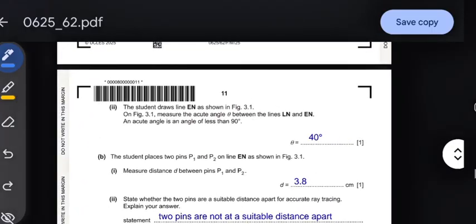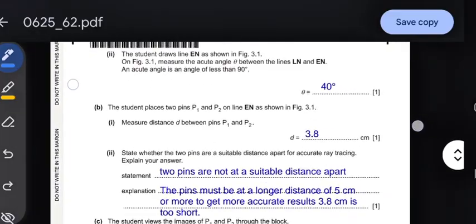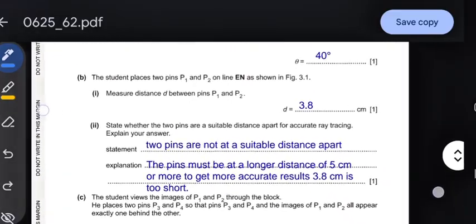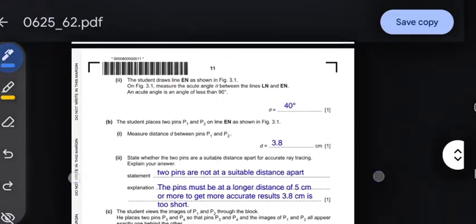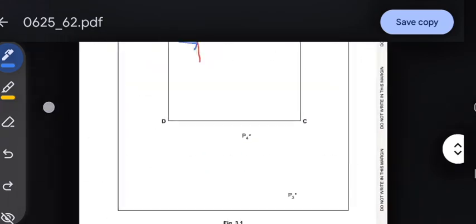Alright, it depends on your printout also. If you get the exact print according to the question, you might be able to match the mark scheme, but for this we don't have a mark scheme anyway. Next, the student places 2 points P1 and P2 on line EN as shown in figure 3.1.